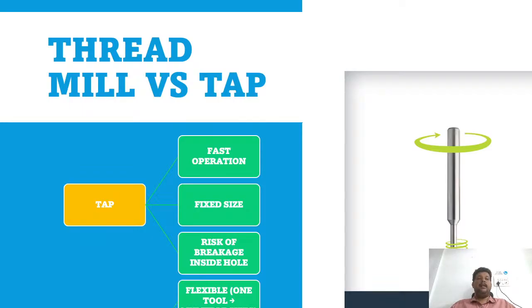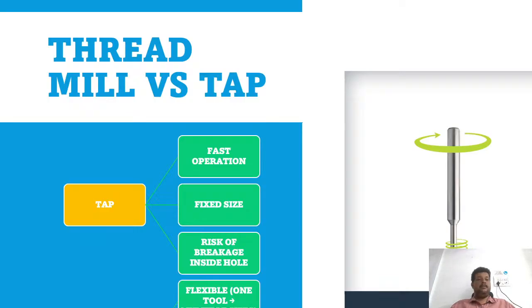So you can have much better control. The biggest advantage is the same tool can be used for different thread sizes. And even if something goes wrong, the tool will not get stuck like a tap. So it is much safer, especially for expensive components.